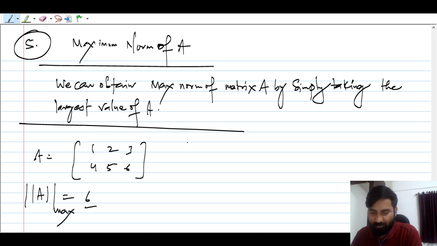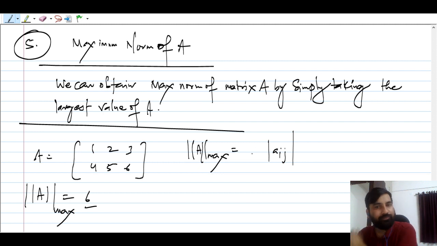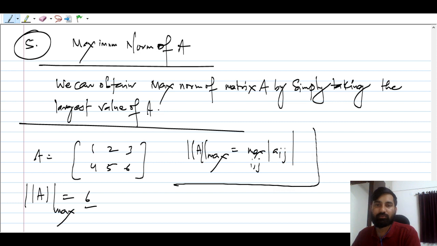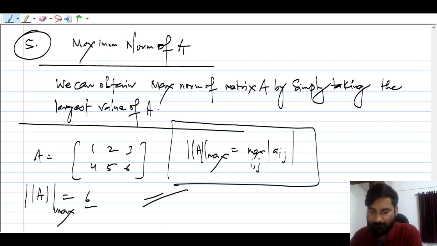तो आप डेफिनेशन लिख सकते हो यहाँ पर, मैक्सिमम नॉर्म की डेफिनेशन क्या है, इज गोइंग टू बी इक्वल टू magnitude Aij, right, and here you have to maximize over I and J, okay.